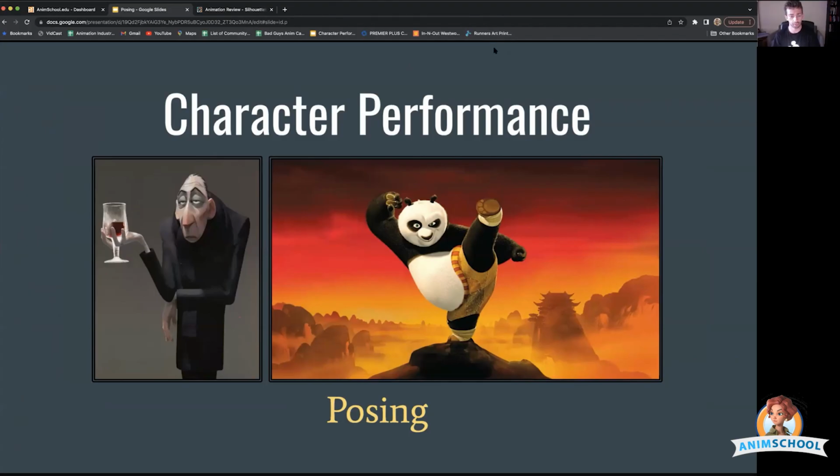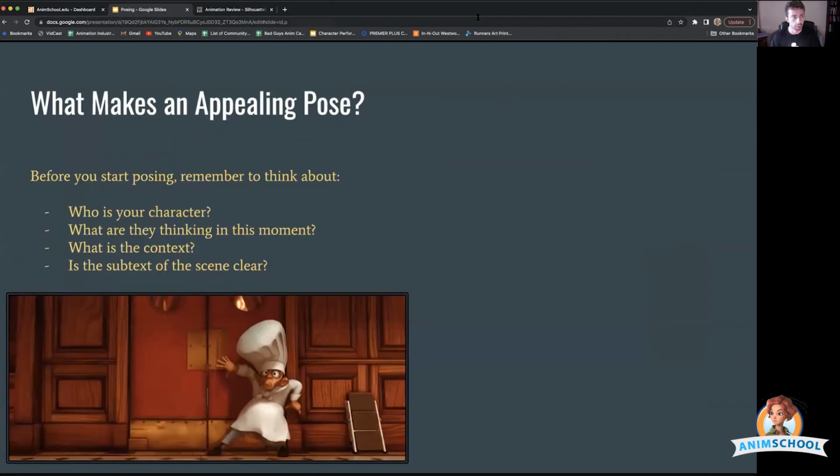So let's talk a little bit about posing. So what makes an appealing pose? The four main things we want to be thinking about as we get into our shots are: who is your character? What are they thinking about in this moment? What is the context? And is the subtext clear?